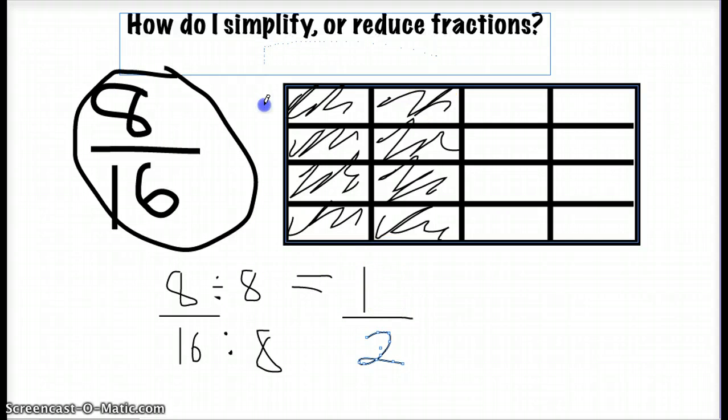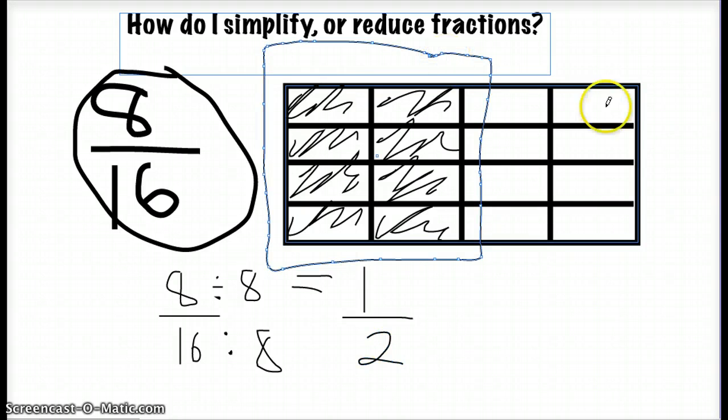I know this is true because when I look at the model, 8 out of 16 is half of the whole 16 pieces of this. So to simplify, you need to be able to look at the numerator and the denominator and be sure that there's no more than one common factor between the two.